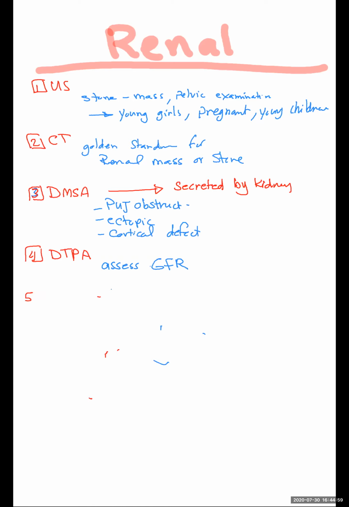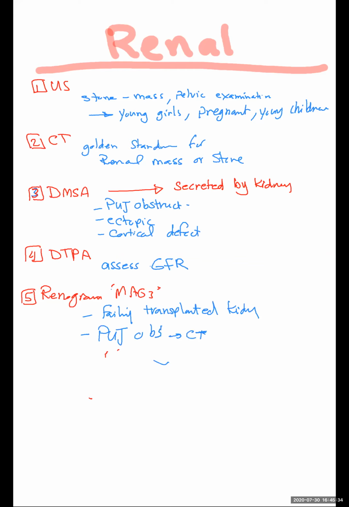Number 5, renogram or MAG3 renogram. MAG3 renogram. Okay. This assesses kidney, a failing transplanted kidney. Plus, if PUJ obstruction is diagnosed by CT, not by ultrasound, don't go for DMSA. Go directly for renogram. Okay. Number 6.